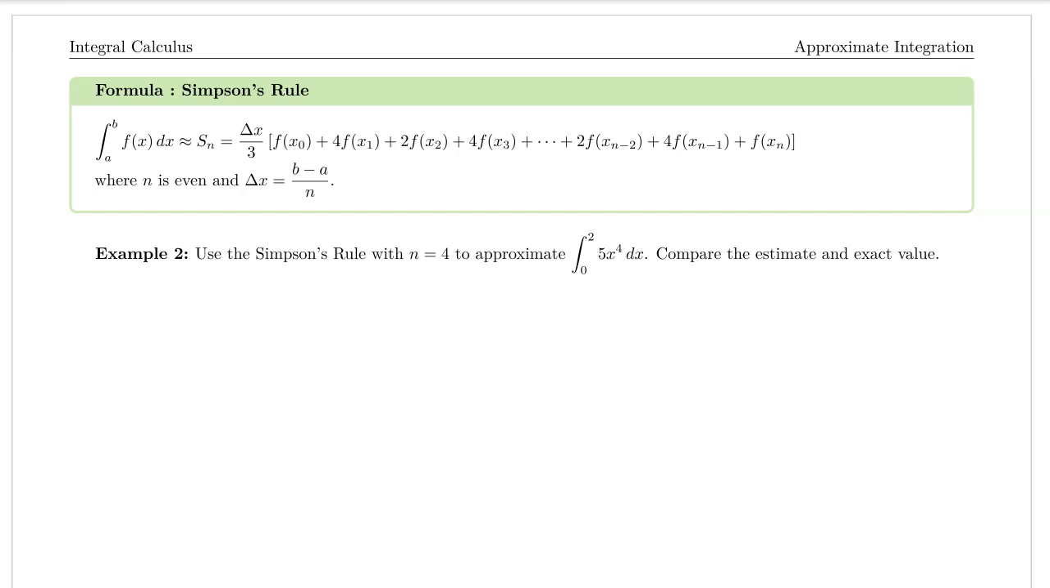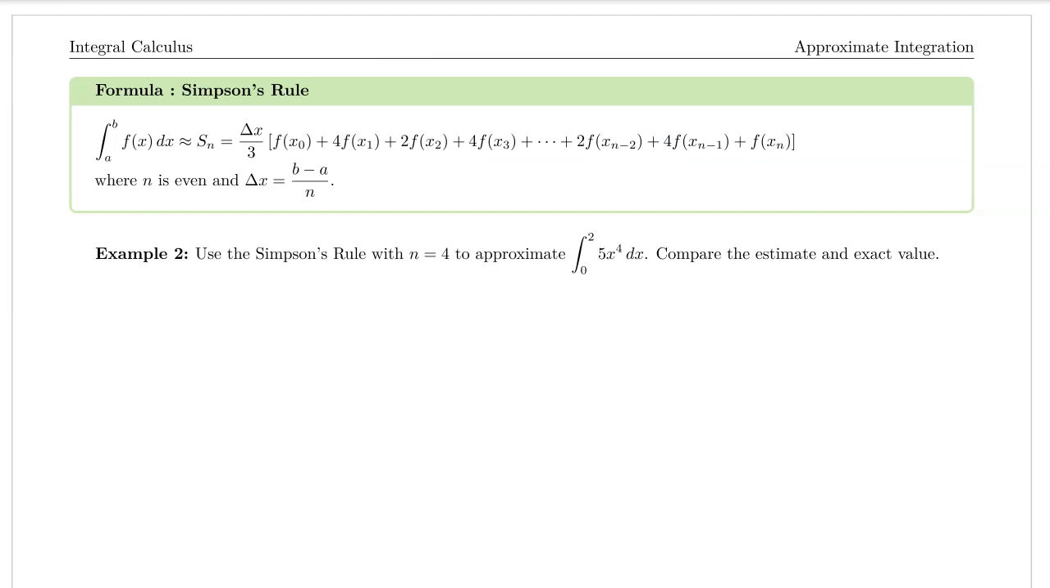So here we have a more formal formula for Simpson's rule. The definite integral from a to b of f of x dx is approximately equal to s sub n, which is equal to delta x over 3 times these y values, or the x values where we plug them into the function. And then notice that the pattern is that the first term and the last term both have coefficients of 1. And then the coefficients alternate between 4 and 2. So that's the pattern that we're dealing with when we're using Simpson's rule.